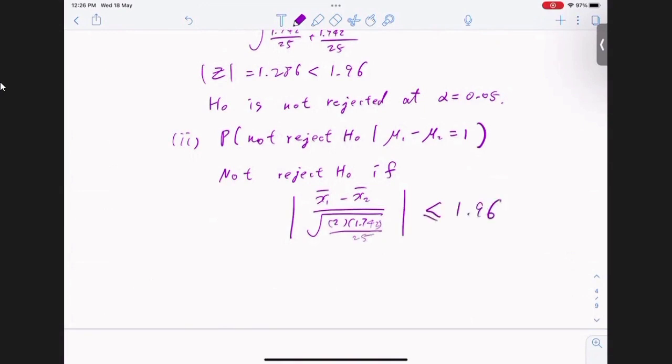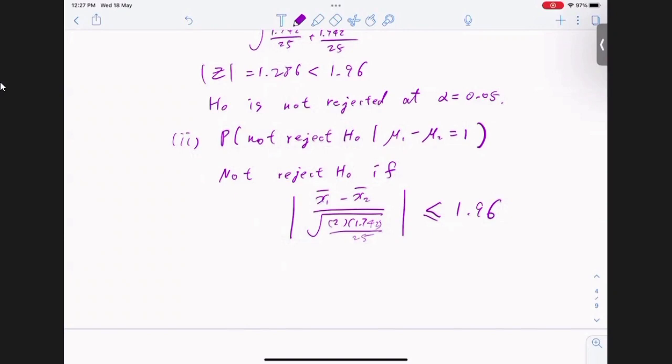This is the test statistic, with the variance and sample size. We know the denominator, but we don't know the numerator, because it depends on under what scenario we do not reject the null hypothesis. We will not reject the null hypothesis if the difference in the sample means divided by this has a magnitude no greater than 1.96. This is the situation in which we will not reject the null hypothesis.